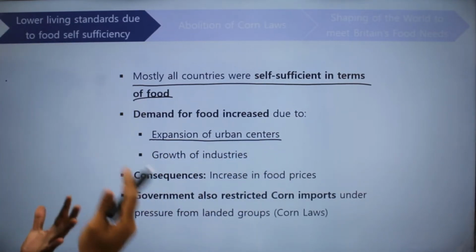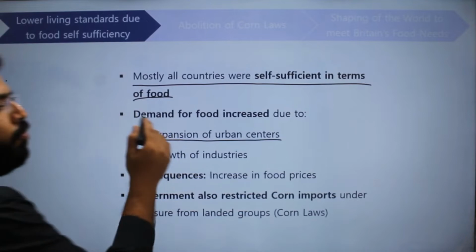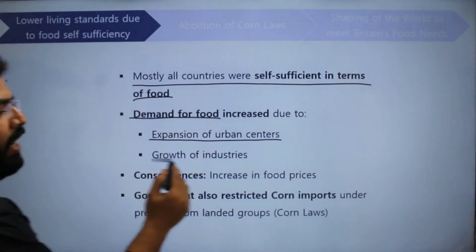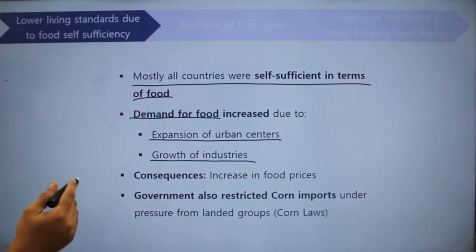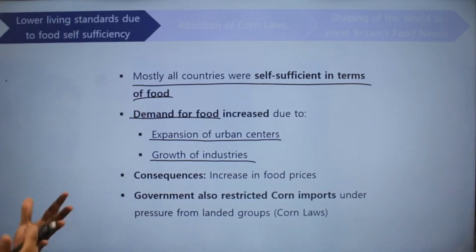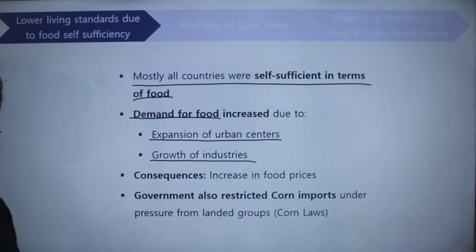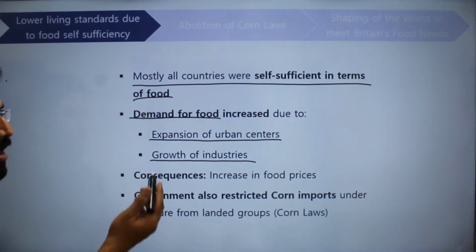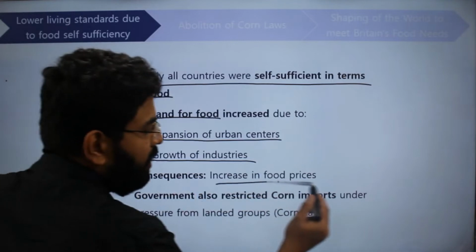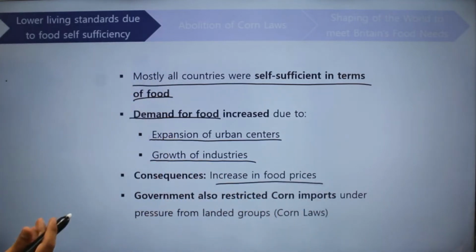So as the urban centers started to increase, the food demand increased, and as the growth of industries increased, the demand for food increased. A reason for that is that the standard of living was increasing, so the pattern for food changed, and the demand also increased with the growth of industries. So this led to an increase in the food prices because the supply was limited.